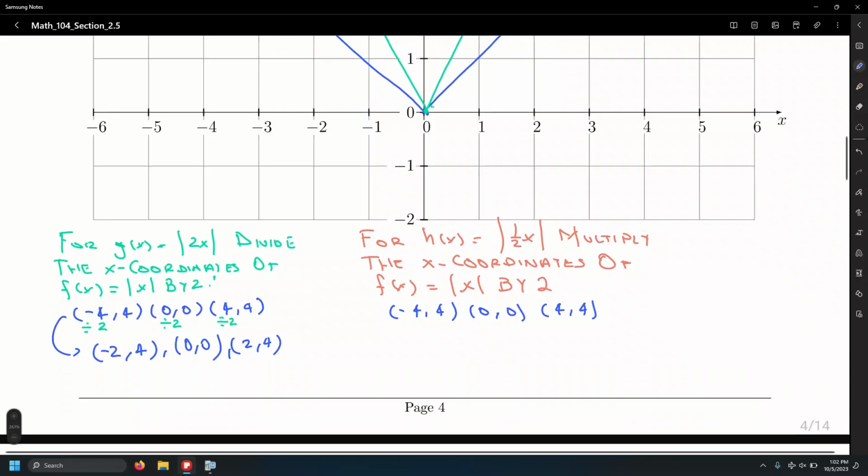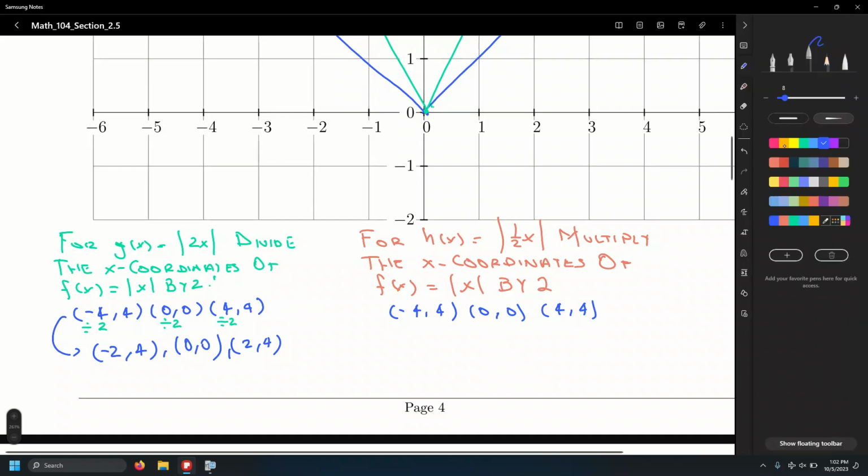All right, let's see. So what about multiplying both sides? Okay, no, not both sides. Multiply the x coordinates by 2. So multiply that times 2, that times 2, that times 2. That's going to give us a whole new set of ordered pairs. That is -8, comma 4. The y's remain the same. 0 times 2 is still 0, 0. And then 4 times 2 is 8, right?